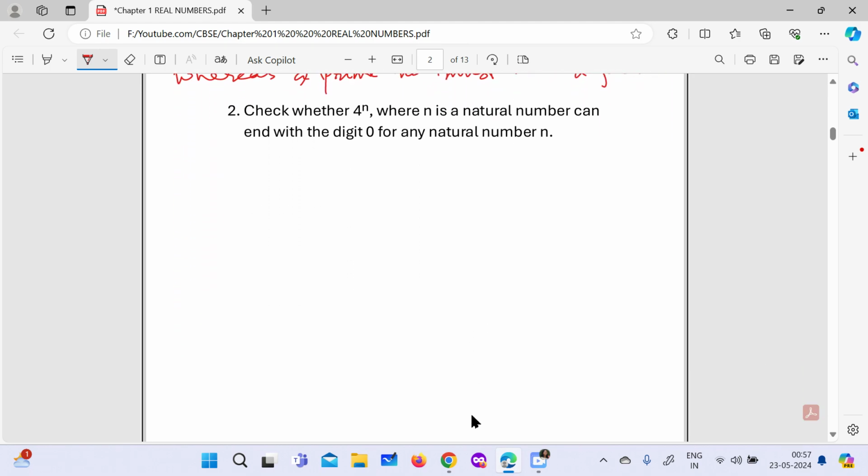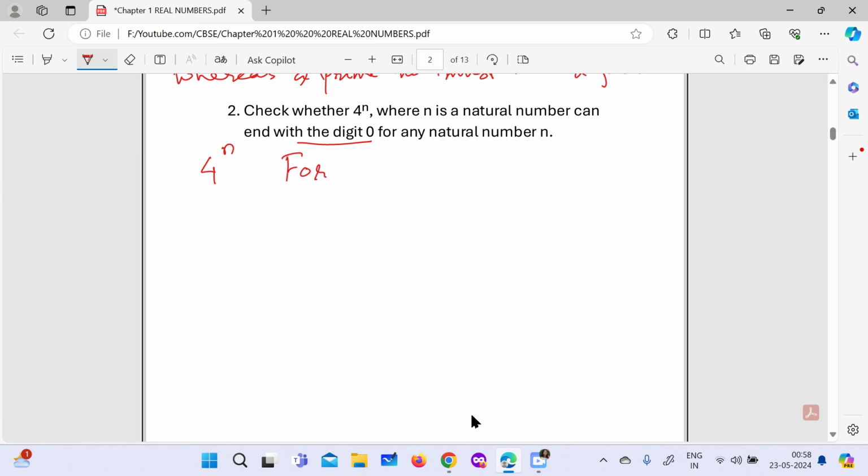Check whether 4 to the power of n, where n is a natural number, can end with the digit 0 for any natural number n. So we have to prove whether 4 to the power of n, where n is a natural number, can end with digit 0. For any number to end with the digit 0, it must have two factors.